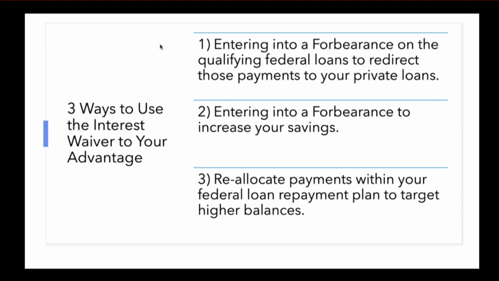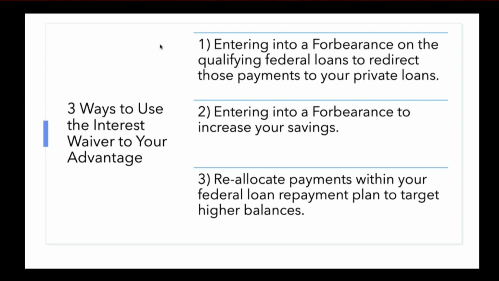The first one, entering into a forbearance on your qualifying federal loans to redirect those payments to your private loans. So let's understand why we would do that. If you're struggling to make your payments because of this financial hardship, and you have both federal loans that qualify for this waiver, as well as private loans that do not, by entering into a forbearance on your federal loans that do qualify, you're not going to have to make a payment because you're in a forbearance. Now, the principal usually would accrue interest in a forbearance in this situation, but because of this waiver, you're not going to be accruing interest during the forbearance period. So now you take that savings of the payment that would be going to your federal loans and can use it to actually supplement the cost of your private loans so you do not fall behind there.